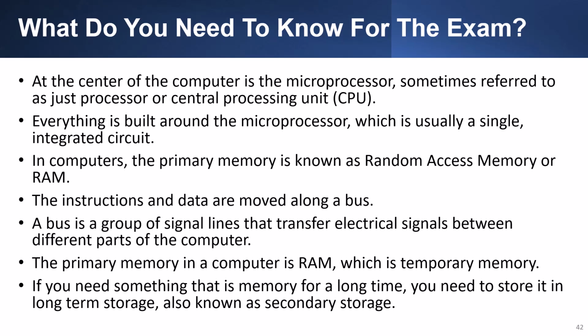The primary memory in a computer is RAM, which is temporary memory. If you need something that has memory for a long time, you need to store it in long-term storage, also known as secondary storage.